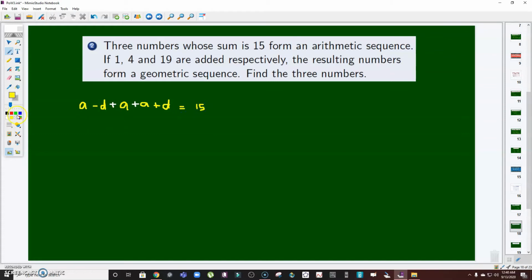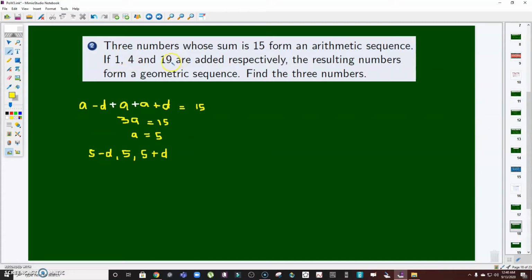So from there, clearly, the d cancels, right? If we add those, the d cancels. So what we're going to have here is 3a equals 15, or a equals 5. See that? Okay, so therefore, the new sequence here will become 5 minus d, 5, and 5 plus d.